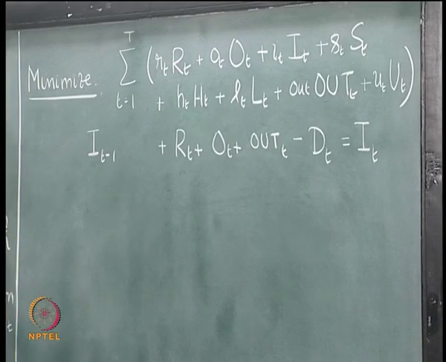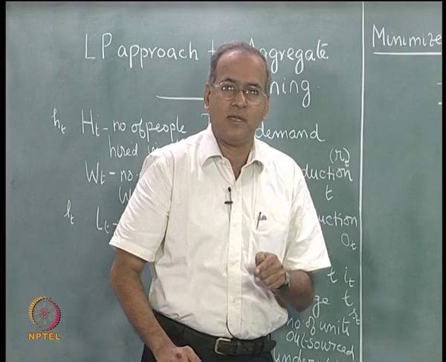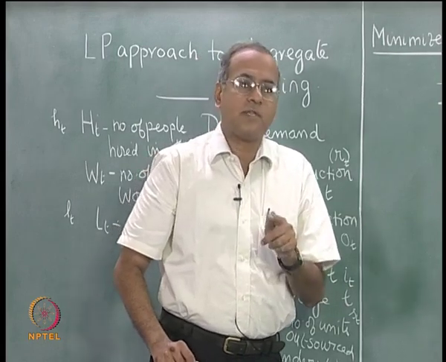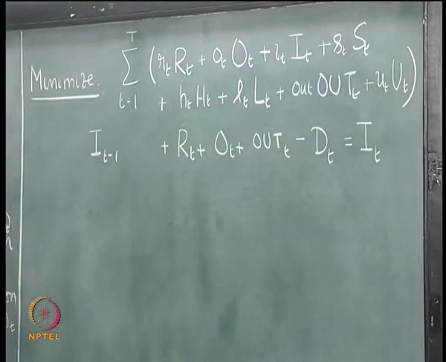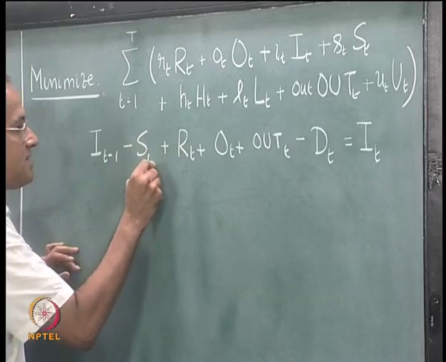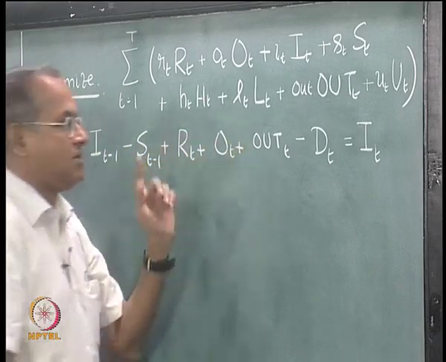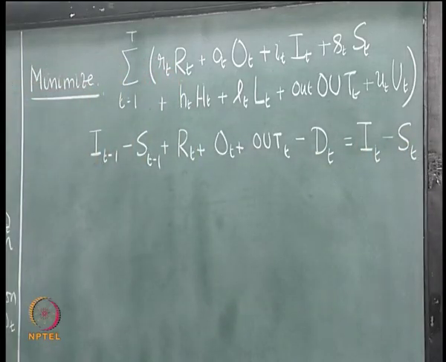Now, we also know from linear programming that every unrestricted variable can be represented as a difference of 2 variables, both are greater than or equal to 0. Plus we also have different costs for inventory and shortage. Therefore, it is to our advantage if we now start representing this as IT minus 1 minus ST minus 1 plus RT plus OT plus out of T minus DT is equal to IT minus ST.